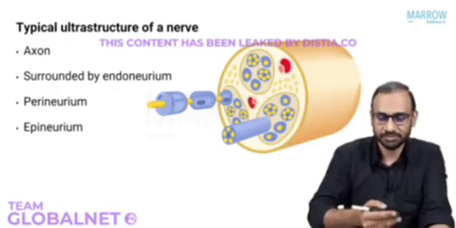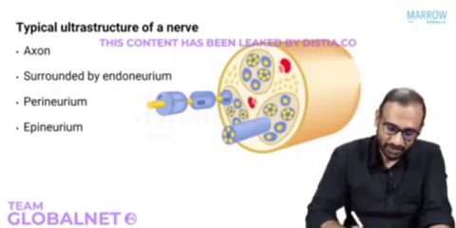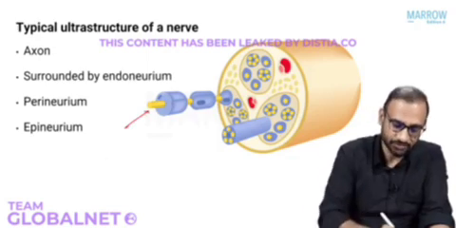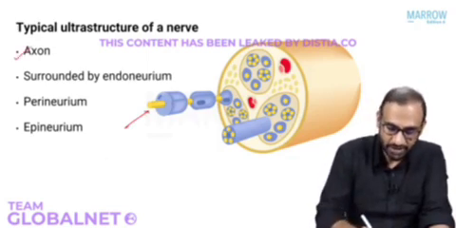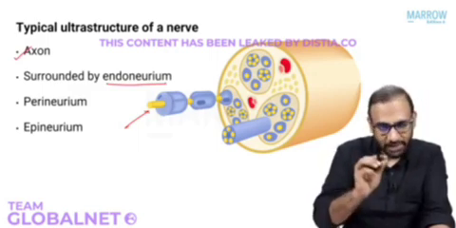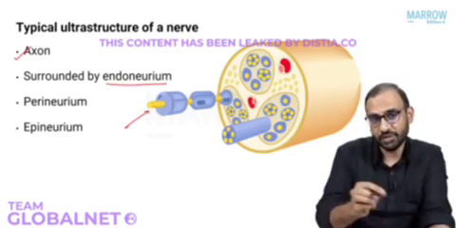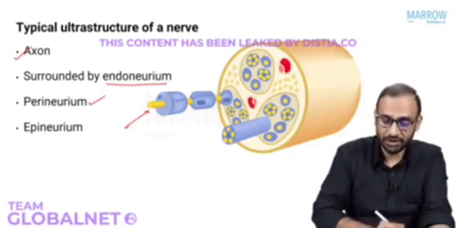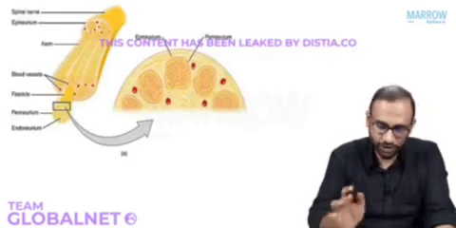This is a cross-section of a typical nerve. What do you find? At the center of our interest is the axon. Each axon will be surrounded by a sheath known as endoneurium. Now, many such axons with their respective endoneuriums will again be surrounded by another sheath known as perineurium. Look at this: axons with their endoneuriums.